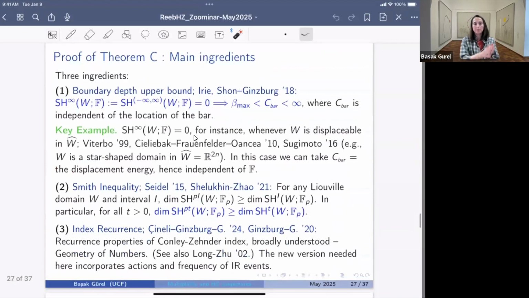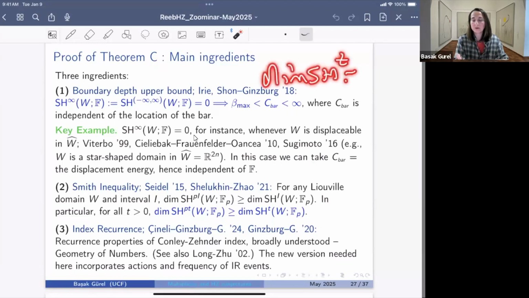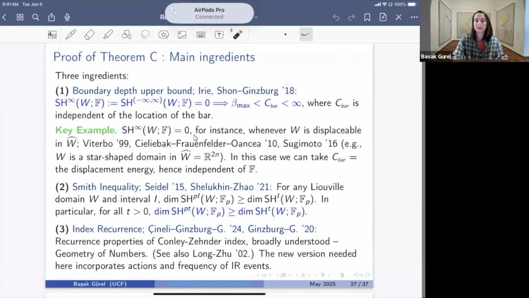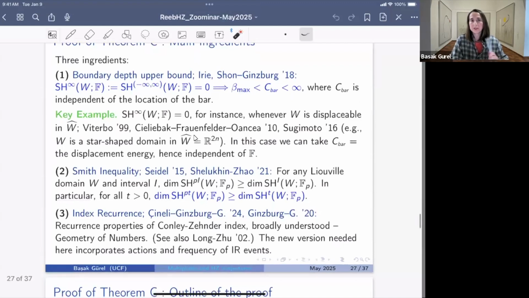So let me go back to say a few words about the proof of theorem C. What we are trying to prove is that dimension SHT is equal to 1 for every field, for every T. There are three main ingredients here. One of them is the boundary depth upper bound, which says that if the total symplectic homology is 0, then the boundary depth, the largest bar, is bounded above by some constant.